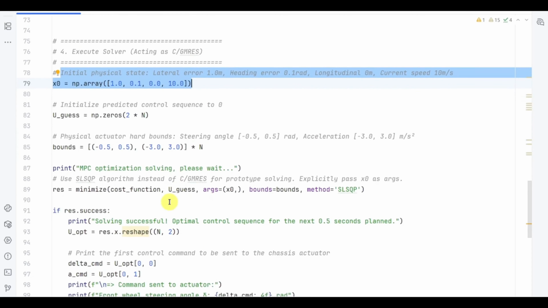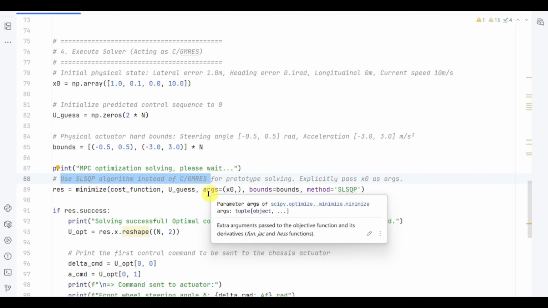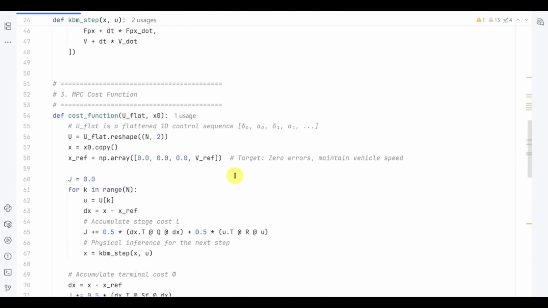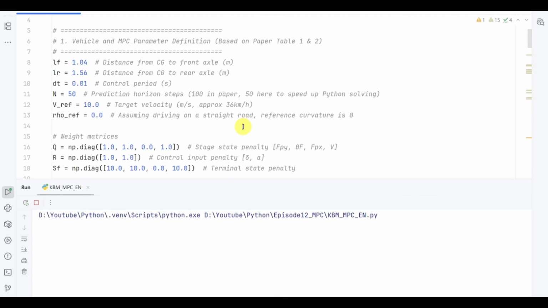Alright, let's go on. Note here, we use the SLSQP algorithm instead of C/GMRES. In the paper, the solver is C/GMRES, but SLSQP is a highly mature general-purpose nonlinear optimizer in Python, so we choose to use it. Okay, let's run the code.